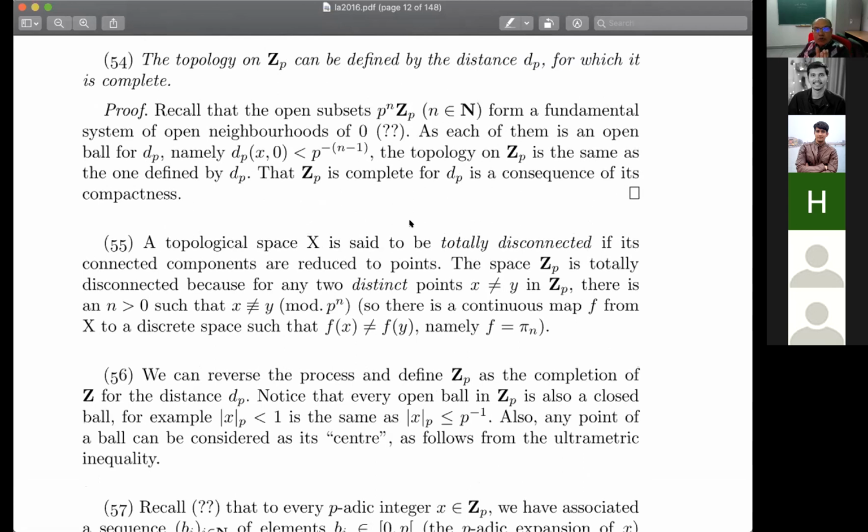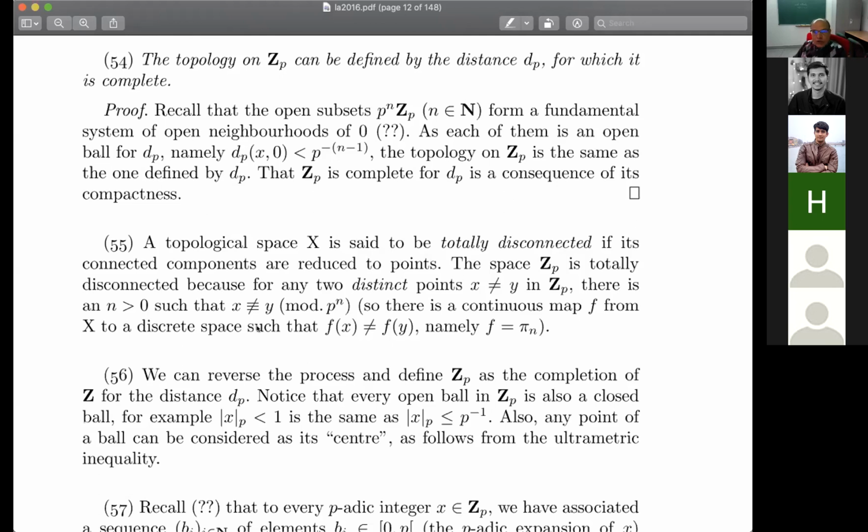There's this notion of a totally disconnected topological space. Okay, so what is that? In general, you have the notion of connected components of a topological space, and the connected components are a partition of the space. But if each point is reduced to a connected component, then you say that the space is totally disconnected. That's a kind of topology which is very different from the reals or the complex numbers with which we are familiar.